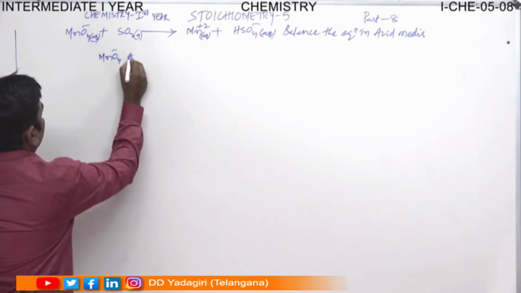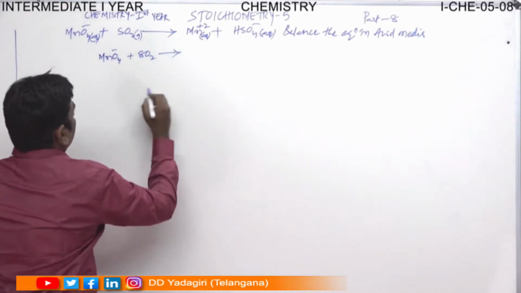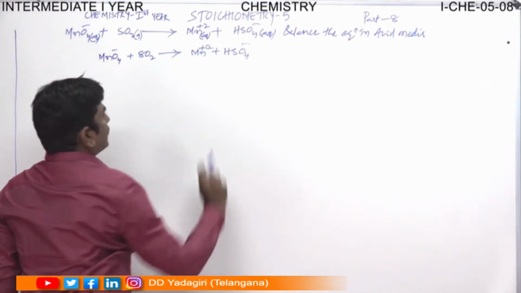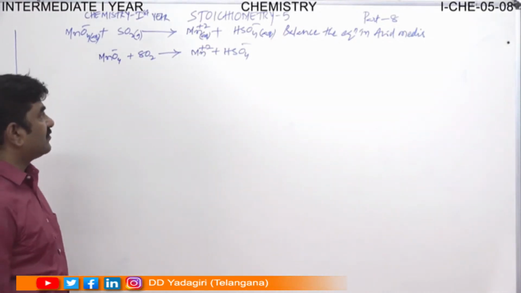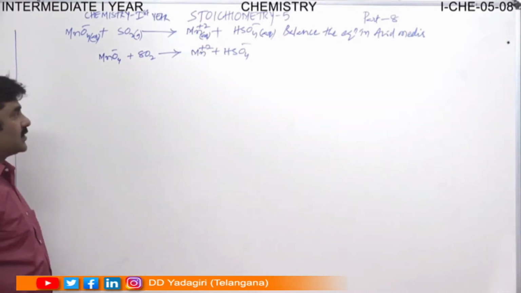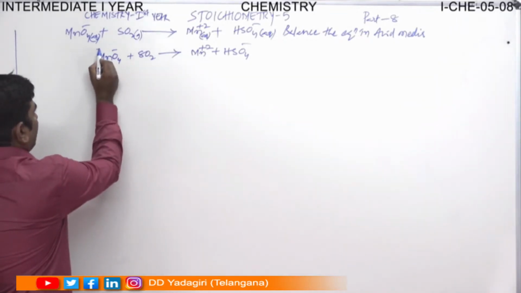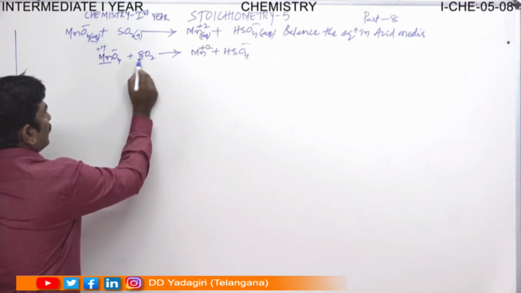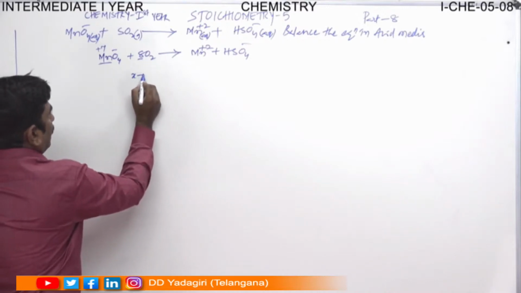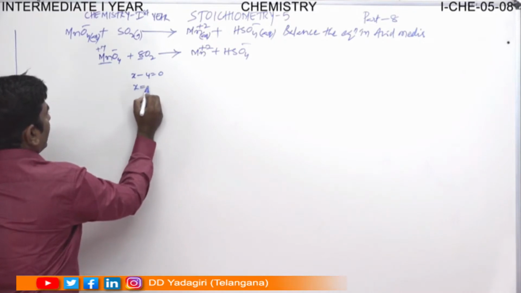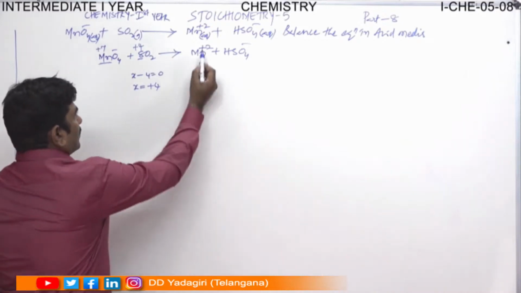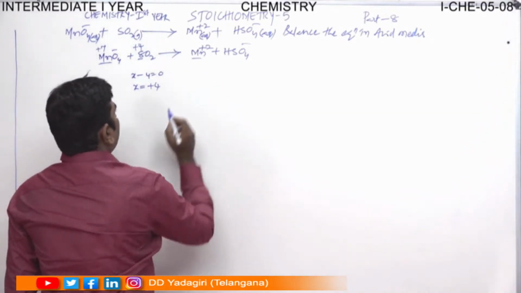MnO4 minus plus SO2 give Mn plus 2 plus HSO4 minus. For the first step, what we have to do? Assign the oxidation numbers. Already we practiced this one. What is oxidation state here? Plus 7. And sulfur, SO2, 2 oxygens, 2 into minus 2, minus 4. So X minus 4 is equal to 0. Therefore X is equal to how much? Plus 4. And what is oxidation state here? Plus 2. And HSO4 minus.